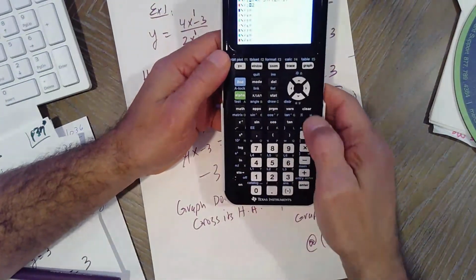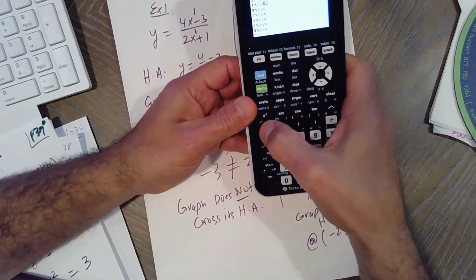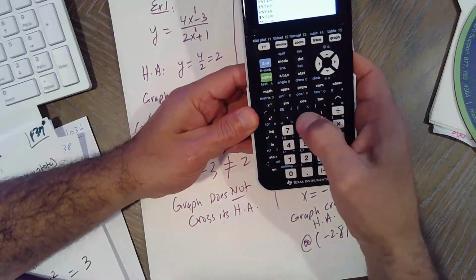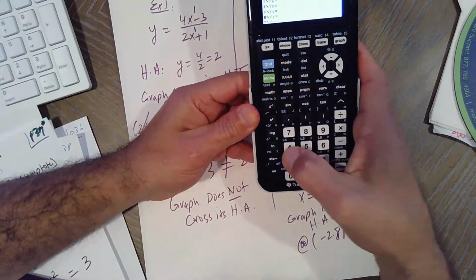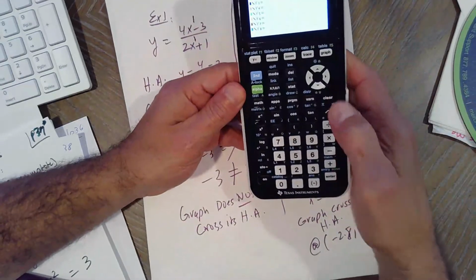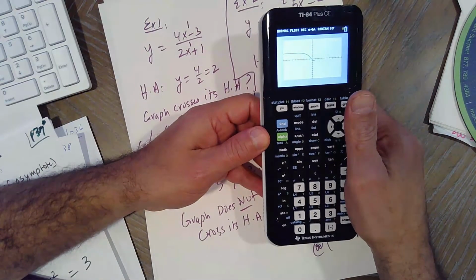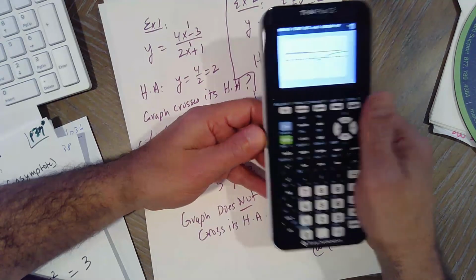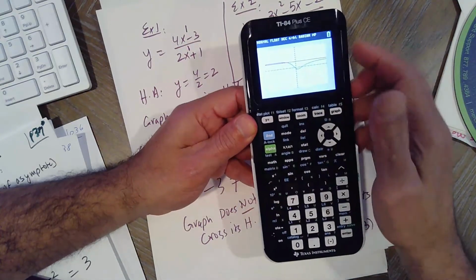So y equals, again in parentheses, 3x squared minus 5x minus 2 divided by x squared plus 4. And let's draw its horizontal asymptote, which is y equals 3. And bingo, graph. So this is the function, and this is the asymptote. And you can see it crosses right there, just about negative 2.8. So you can check your graph, okay?